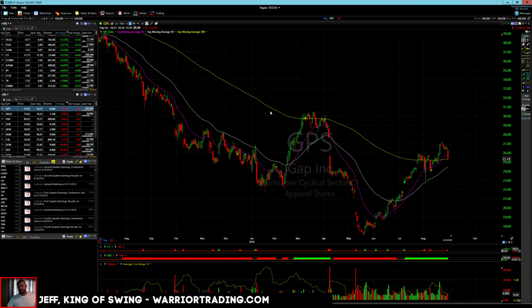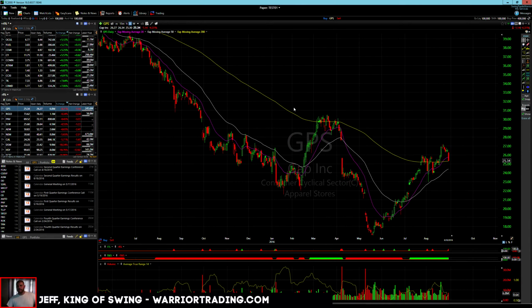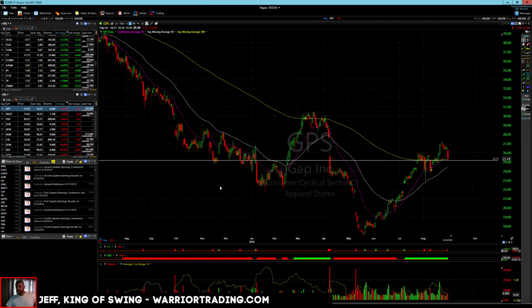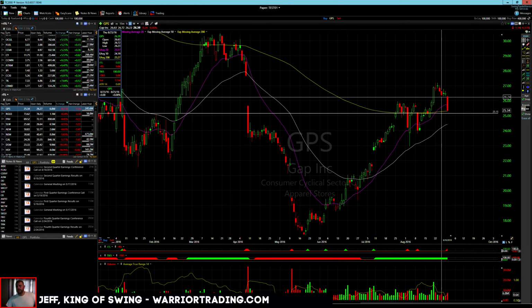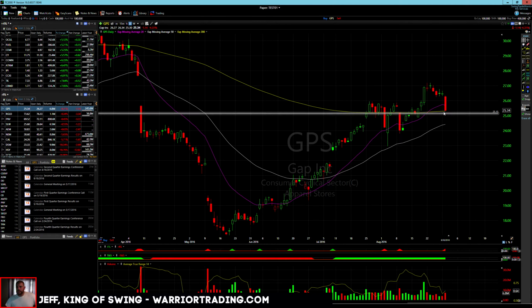GPS, this is Gap. Gap I traded several times this year for earnings. I've never traded it to the short side specifically. We do have a pretty big move to the downside. You can see today it sold off following this bull flag. It broke the bottom of the bull flag here at $26, $26.25, and it sold off all the way down to the 200 moving average, the 200 moving average being this yellow line. You can see that it's acting as an area of support.